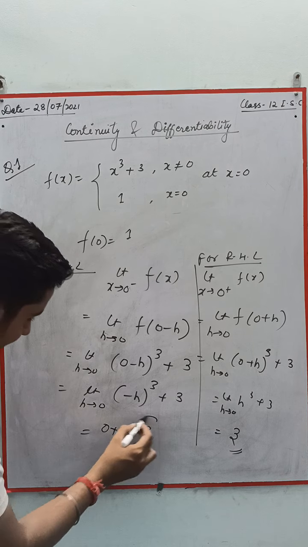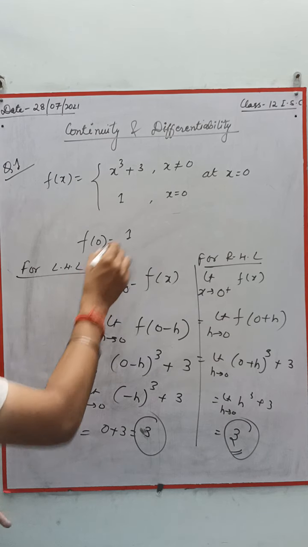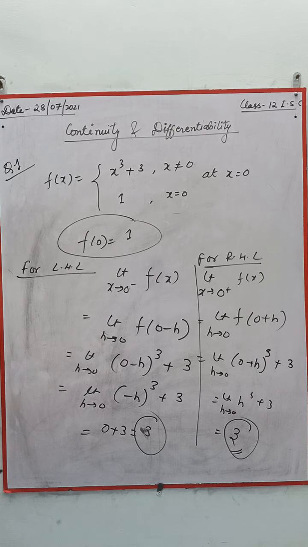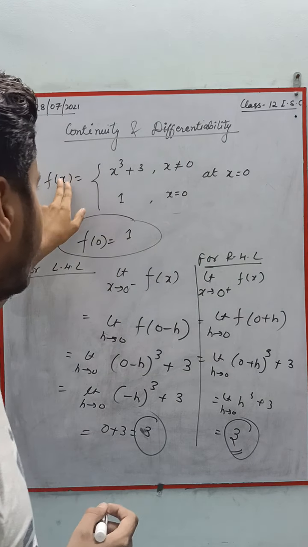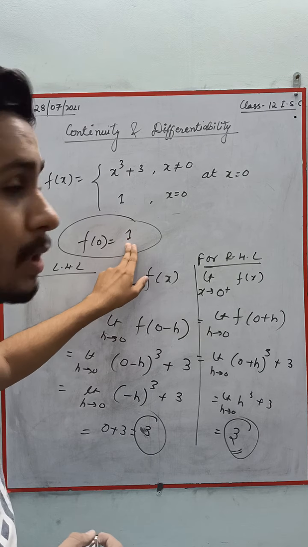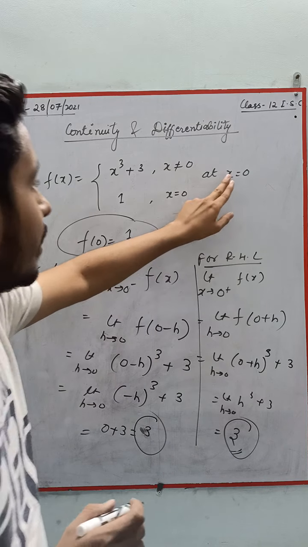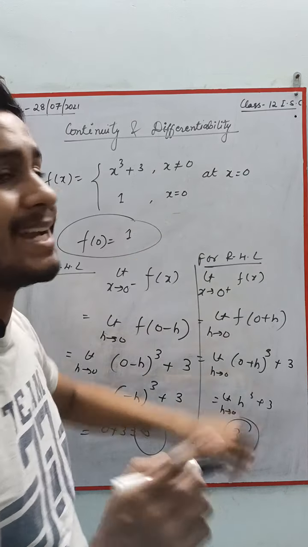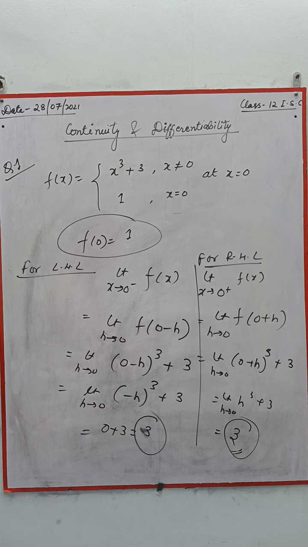Now our LHL is 3, which is equal to RHL, but it is not equal to the value of the function at that particular point. So these two are equal, but they are not equal to this. So at last we will write that at point x equal to 0, it is discontinuous. It is not continuous. I hope the things are clear to you.